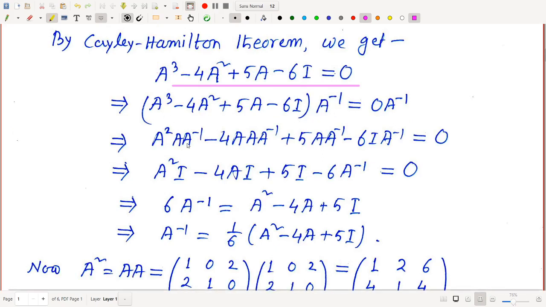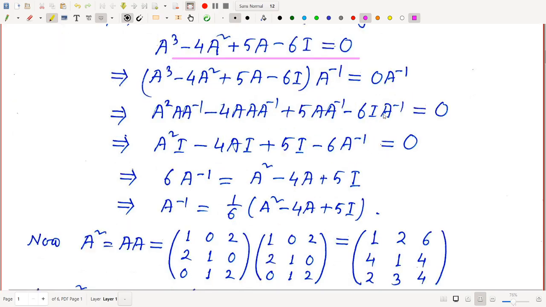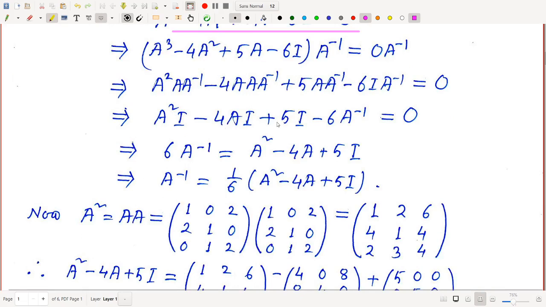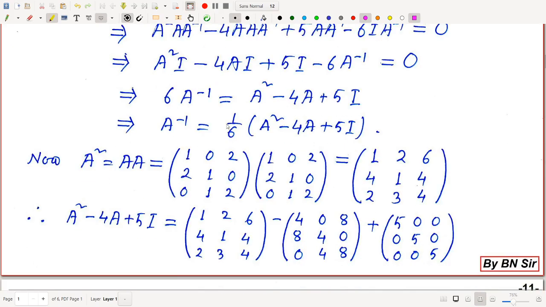Now this A cube we can write as A square into A, and then A inverse multiplied; A square as A into A inverse multiplied, A into A inverse, and I into A inverse. A into A inverse is I, so everywhere we have taken I, and I A inverse is A inverse. On the right side, null matrix into A inverse is the null matrix. Here also: A square I minus 4AI plus 5I minus 6A inverse. So A square I is A square, AI is A, 5I is there, and 6A inverse I changes sides. So we have written 6A inverse equal to this expression A square minus 4A plus 5I. Now A inverse is 1 by 6 into A square minus 4A plus 5I.